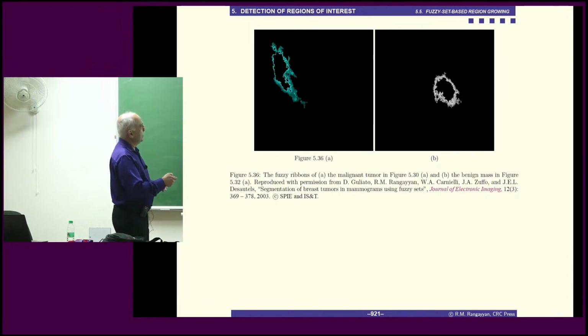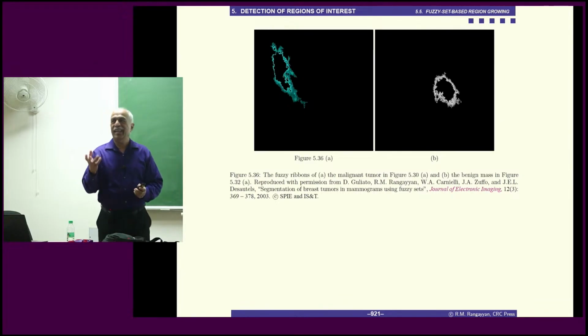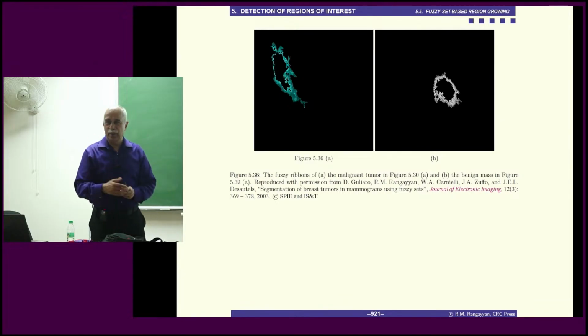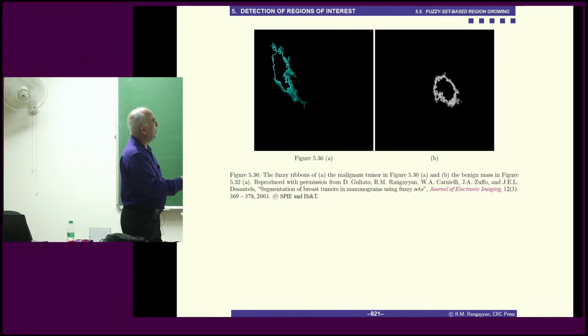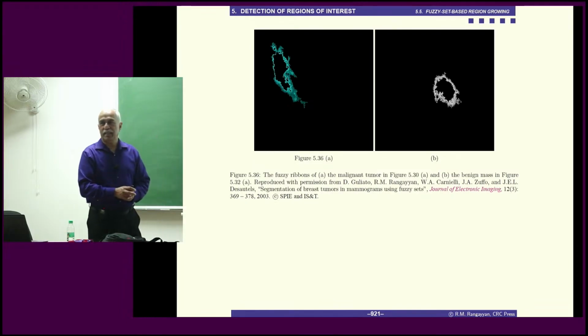What we have observed may not be obvious in this case, that in the case of malignant tumors, there are more pixels in the fuzzy ribbon that are fuzzy, meaning the membership values are low, than in the case of benign masses. There is a rapid transition from the mass to the outside. The ribbon is thinner and the values are not decaying as slowly as here.